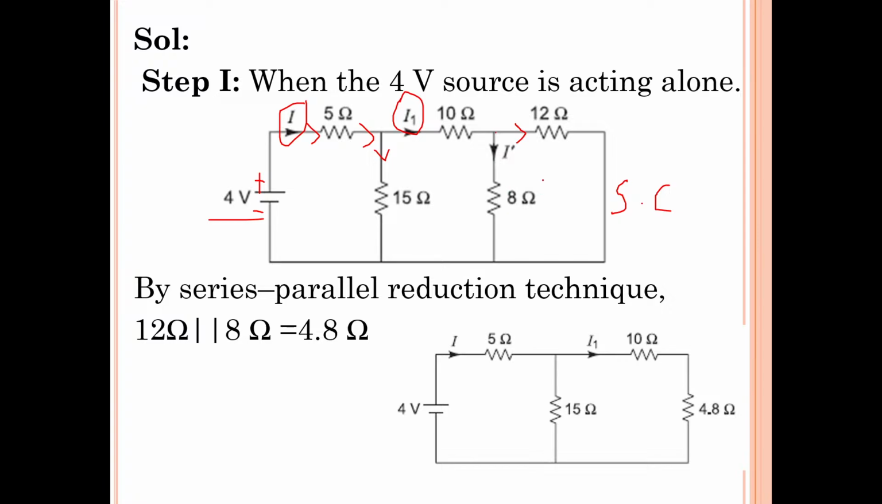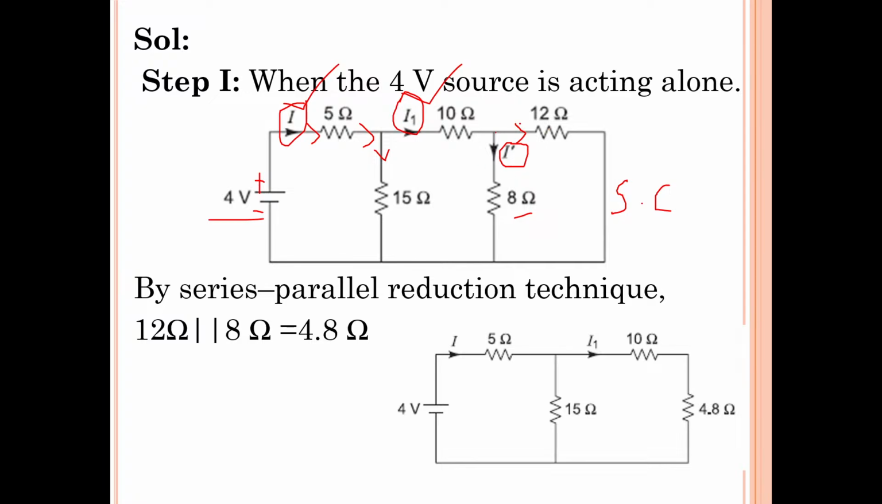Okay, now our aim is to determine the current flowing through 8 ohms. Let us assume the current flowing through 8 ohms when only the 4 volts voltage source is present in the circuit is I dash. If I want to determine I dash, I should determine I1. If I want to determine I1, I should determine I. That is it.